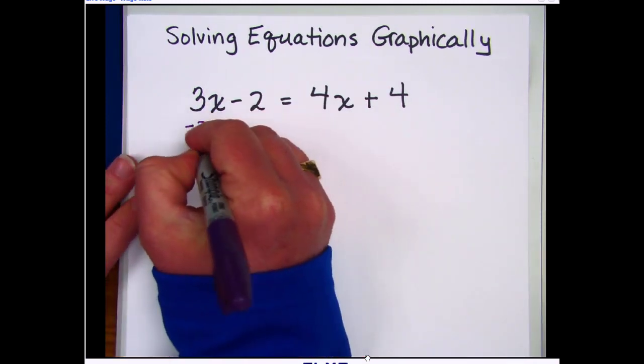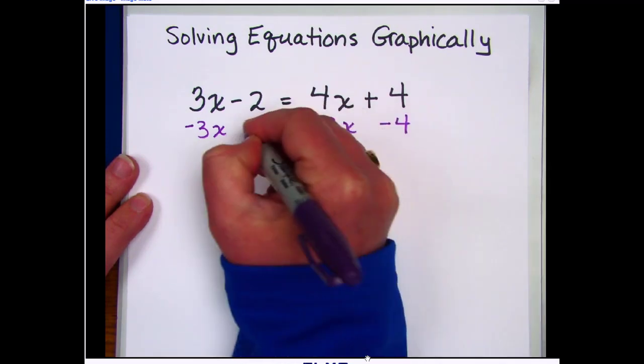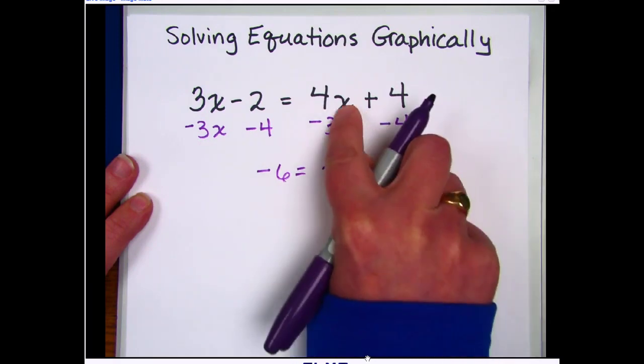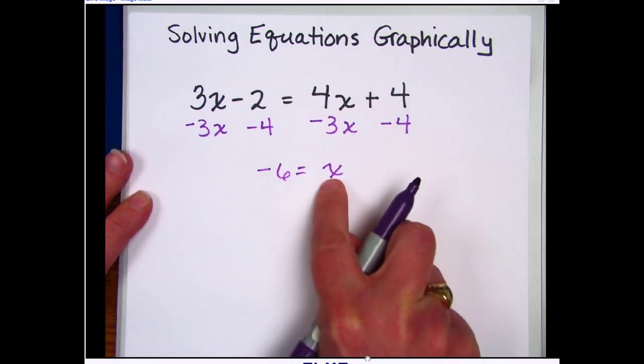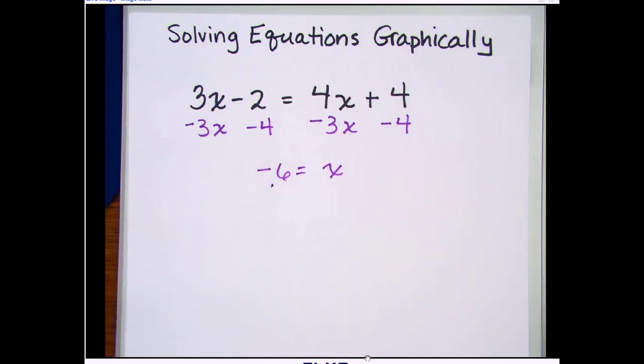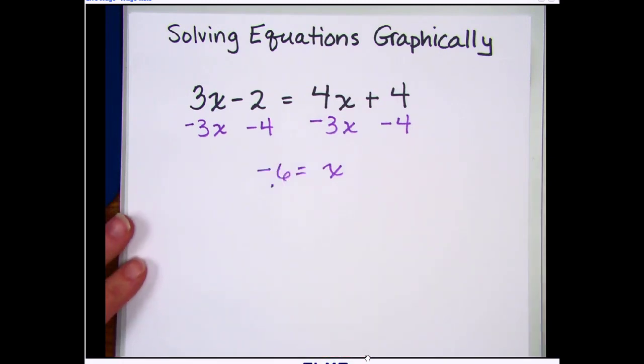Okay, so for example, I might subtract 3x each side, subtract the 4 each side. Over here I get negative 6 equals x. 4x minus 3x is just x. And over here I get negative 6. And that would be my solution. And that's fine, and that works great in these simple cases. And linearly, symbolically, which means using these tools, usually works.